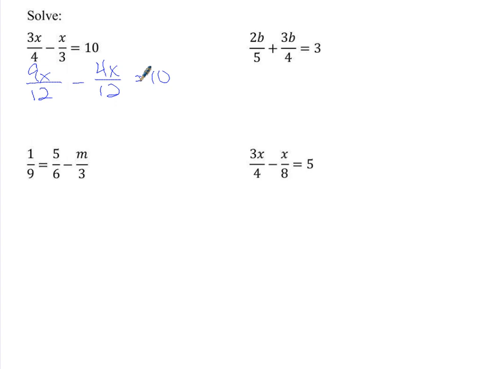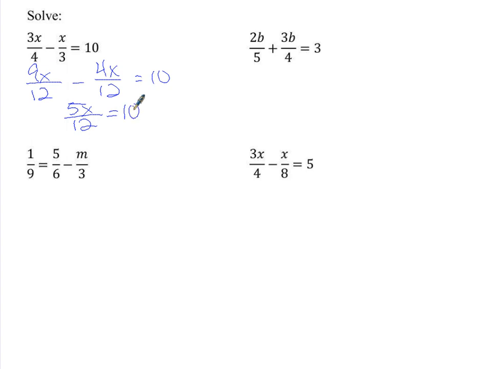Now we have a common denominator. It's no big deal. We've done this before. You've been doing this since like 5th grade, 6th grade maybe. So now there's a letter involved. So now we have common denominators here. Can we combine those like terms? What do we get when we combine those? 9x minus 4x. 9 apples minus 4 apples. Yes. 5x over 12 equals 10.